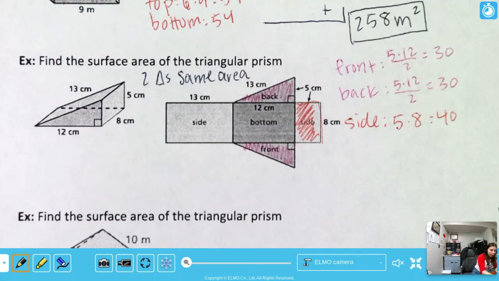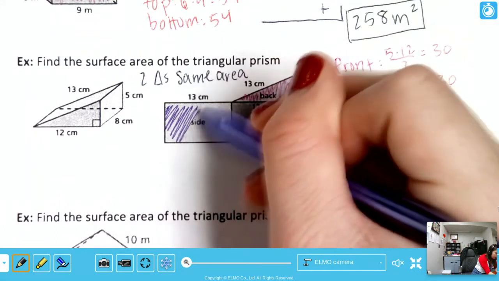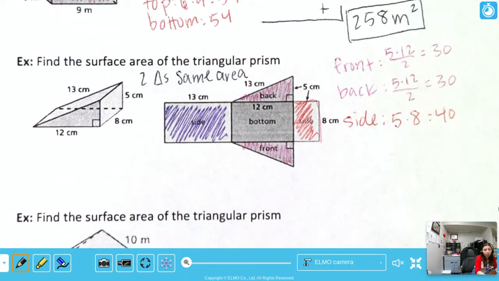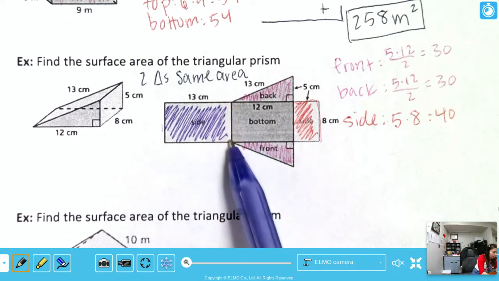I'm now going to work on the other side over here. Okay, again, even though it's called side, it's not necessarily going to be the same. In a triangular prism, the only 2 that are for sure the same are the triangles. This side has a length of 13, and you may say, well, the width's not labeled.